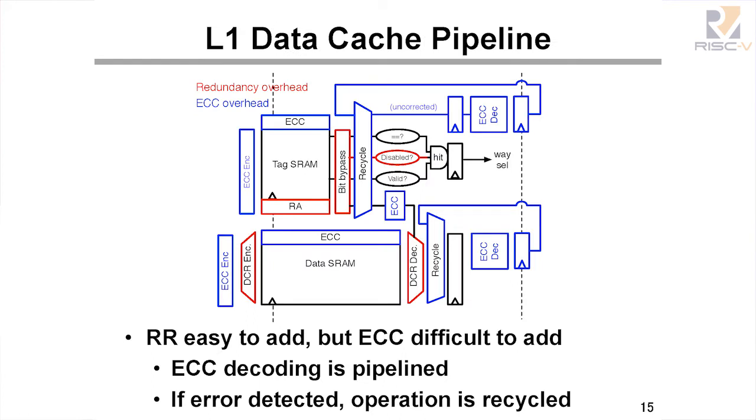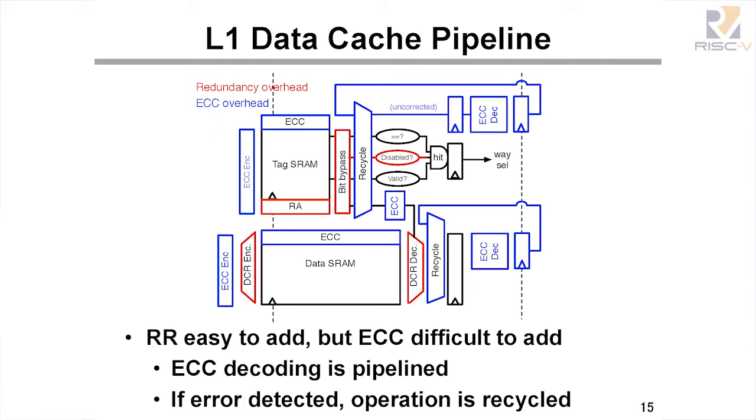This is the L1 data cache pipeline with these techniques added. The reprogrammable redundancy is shown in red, and it's actually pretty simple to add. You just add these 2-to-1 muxes before and after the data SRAM. You add the redundancy addresses into the tag. You have bit bypass to protect the tag array, and then you also check the disable bit during way comparison.